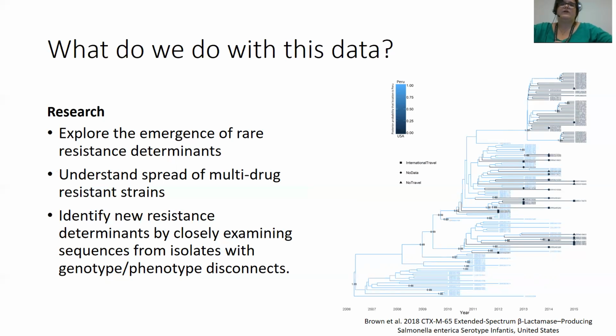We also do work looking at new resistance determinants by closely examining sequences from isolates with genotype-phenotype disconnects. Since we're still doing phenotypic testing, sometimes we'll see a phenotype but don't see a responsible gene, and that's a signal to us that maybe we need to take a closer look at this strain.